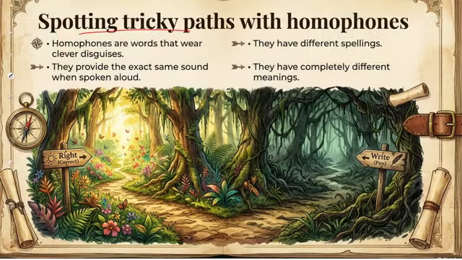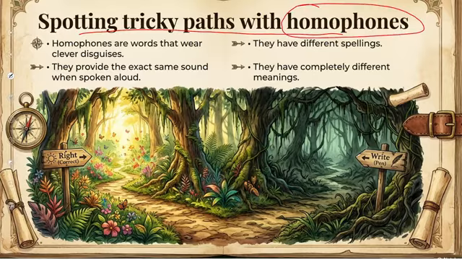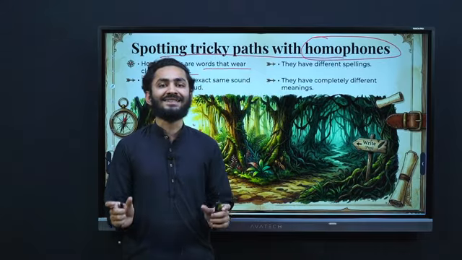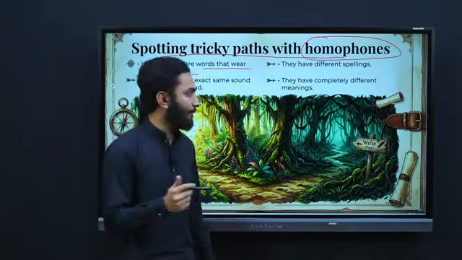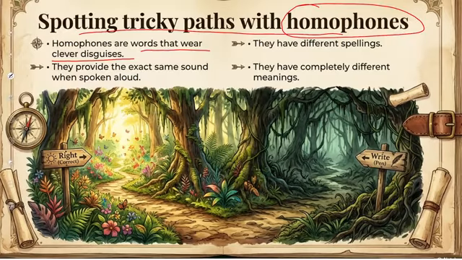Spotting tricky paths with homophones. First we have to know what homophones are. Homophones are words that wear clever disguises. They provide the exact same sound when spoken aloud. Whenever you speak these words, they sound alike, they sound the same. They have different spelling, but there is a minor difference in their spelling. They have completely different meanings.